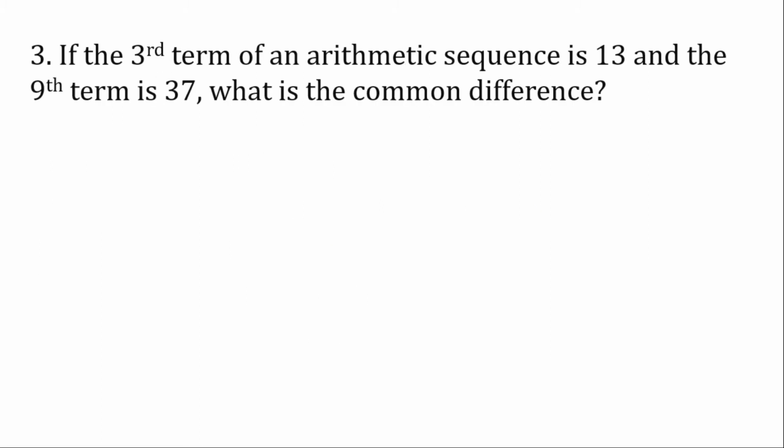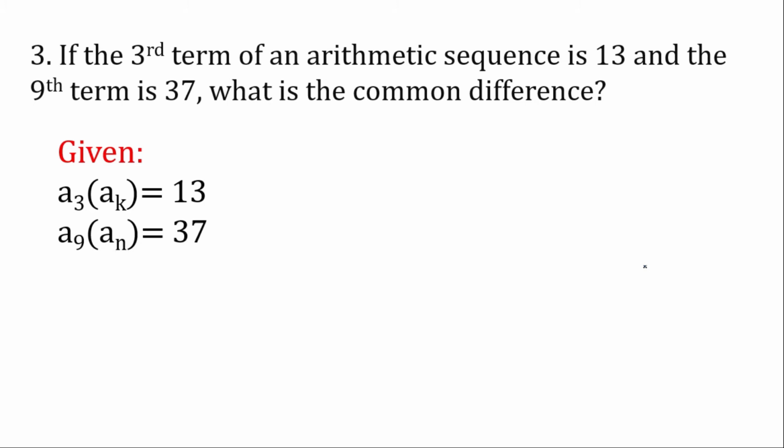Okay, for problem number 3, if the third term of an arithmetic sequence is 13 and the ninth term is 37, what is the common difference? I have a unique way on how to answer this problem. In our givens, let's identify the lowest term that is available, and that is a sub 3. We will change it and make it a sub k, the lowest term, and that is equal to 13. For the last term that is available, that is a sub n, which in this case is a sub 9, the ninth term, and that is equal to 37.